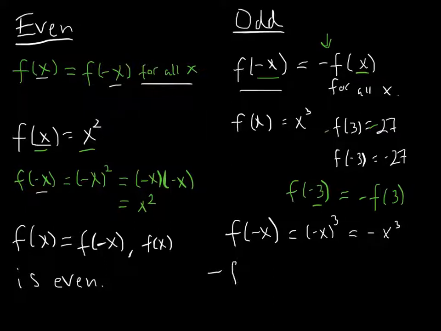So negative f of x is simply going to be a negative times whatever f of x is. I'll make this very clear. This is my negative, and I'm going to negate whatever f of x is, which is x cubed. So we can see here that these two things are the same. F of negative x and negative f of x are equal, and so therefore it's odd. Okay? I'm going to go through one more example.